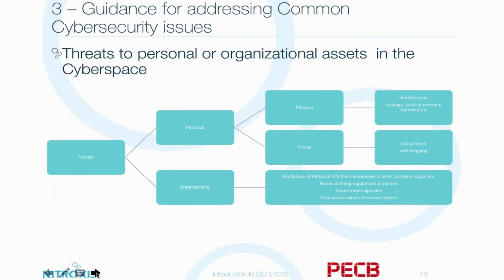If we go a little deeper, we have to speak about threats. And threats pose risks to assets. So threats also pose risks to personal and organizational assets. Threats to personal assets revolve mainly around identity issues posed by leakage or theft of personal information. For example, I have my credit information on the internet, and this information can be sold on the black market, which can facilitate online identity theft.